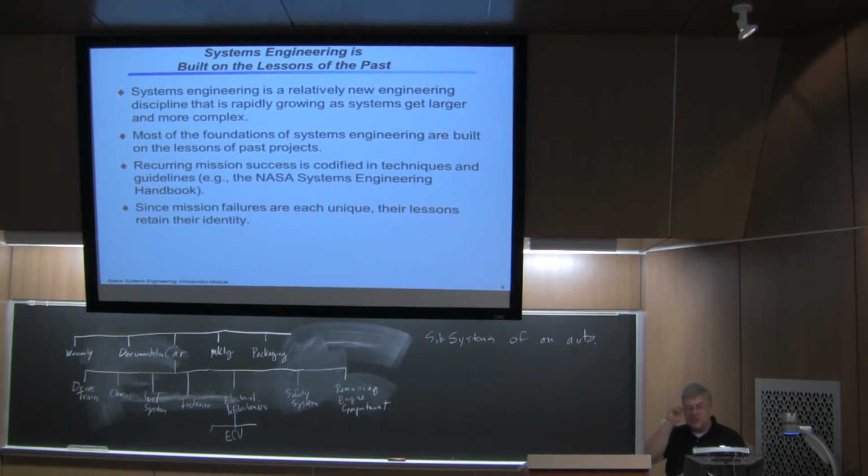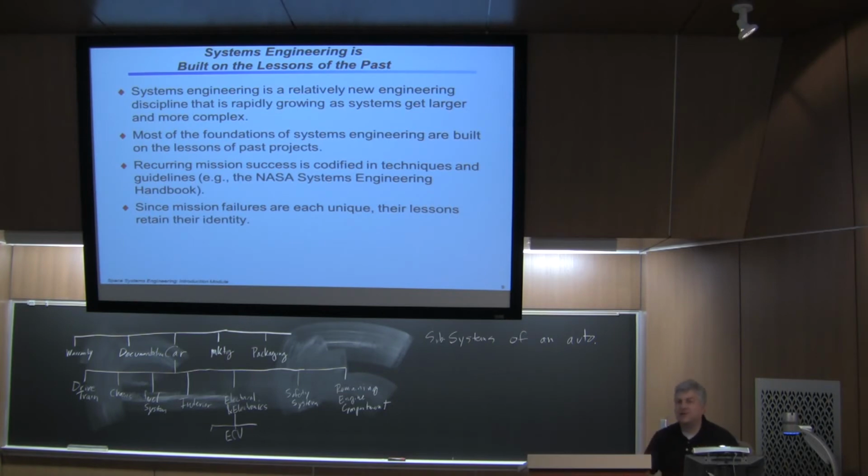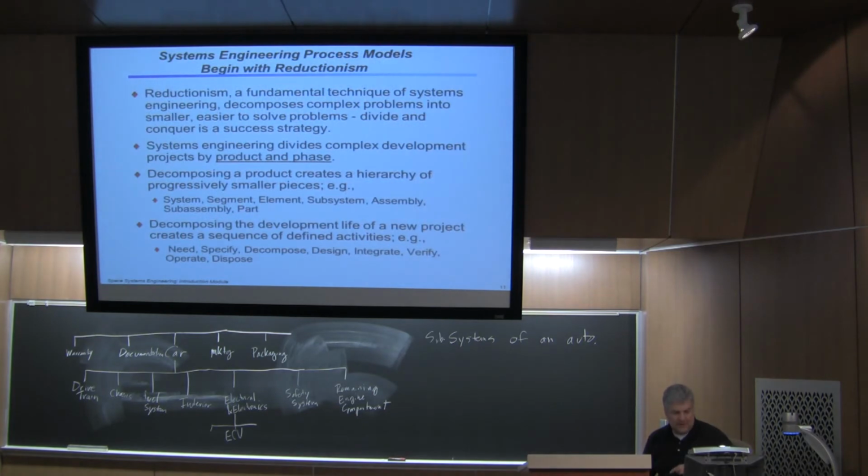So, system engineering is built on lessons of the past. When you are designing a system, you will have lessons learned. You will identify what went wrong and what did not go wrong. You want to replicate the successes and avoid the failures. A system engineer will record all the successes and failures so they can be used on future projects. I'm just going to go past that one.